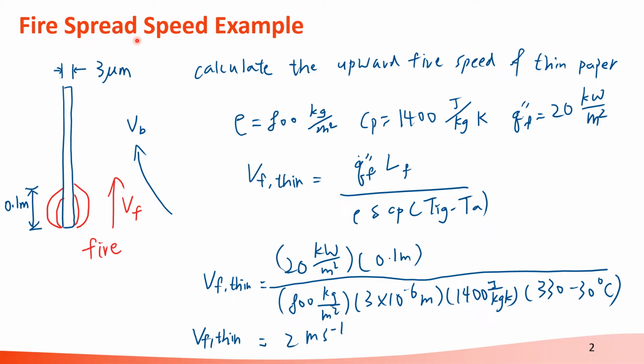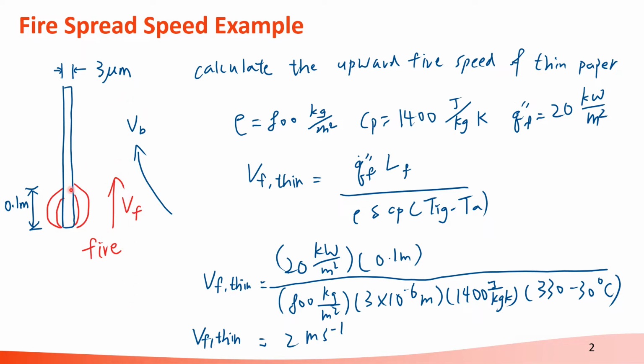So here is the example. What we are going to do is to calculate the outward fire speed of a very thin paper. The thickness of the paper is just 3 micrometers, and the fire is spreading from the bottom to the top. So we will have a flame height of around 0.1 meter, and the fire spread speed direction should be upward.